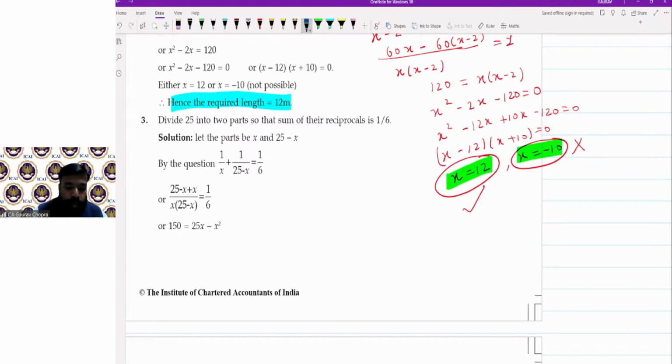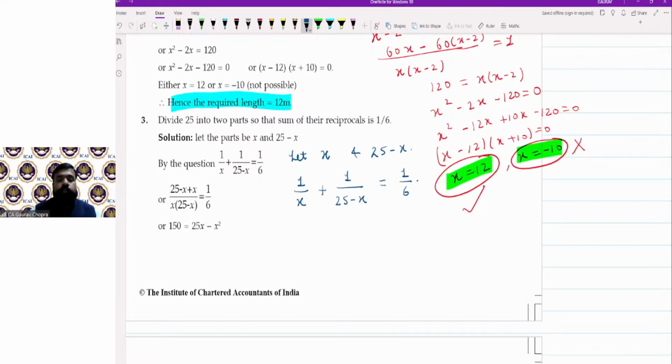सो फर्स्ट ऑफ ऑल क्या करेंगे, लेट द फर्स्ट पार्ट बी x and second part will become 25 minus x. Now इनके रेसिप्रोकल का सम करना है. So 1/x plus 1/(25 minus x), and this will be equal to 1/6.